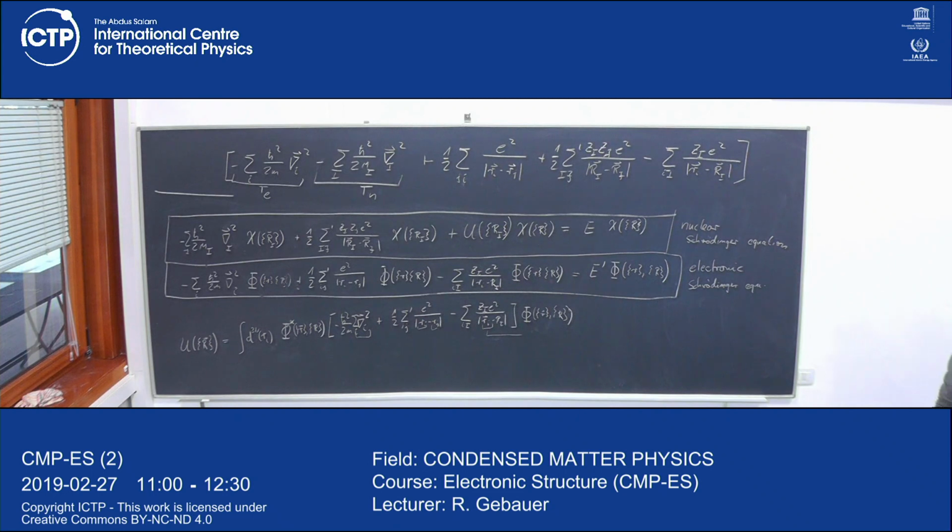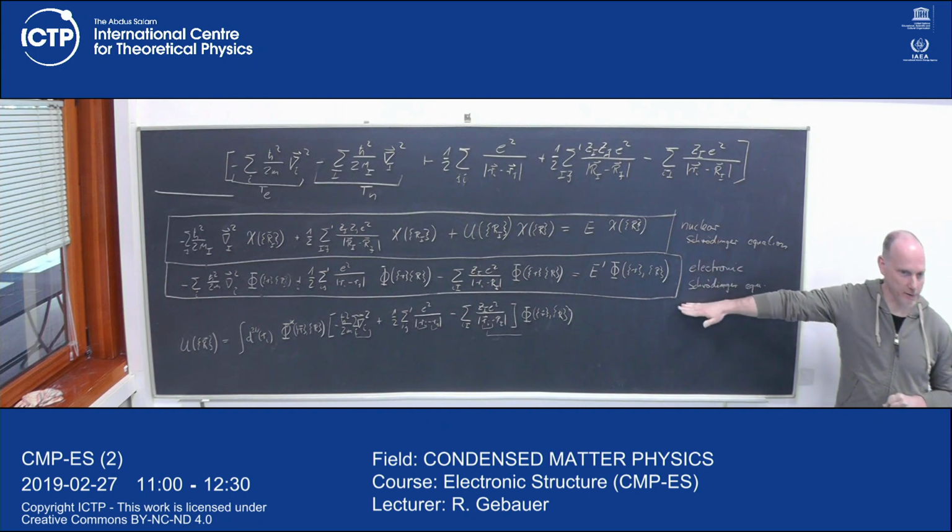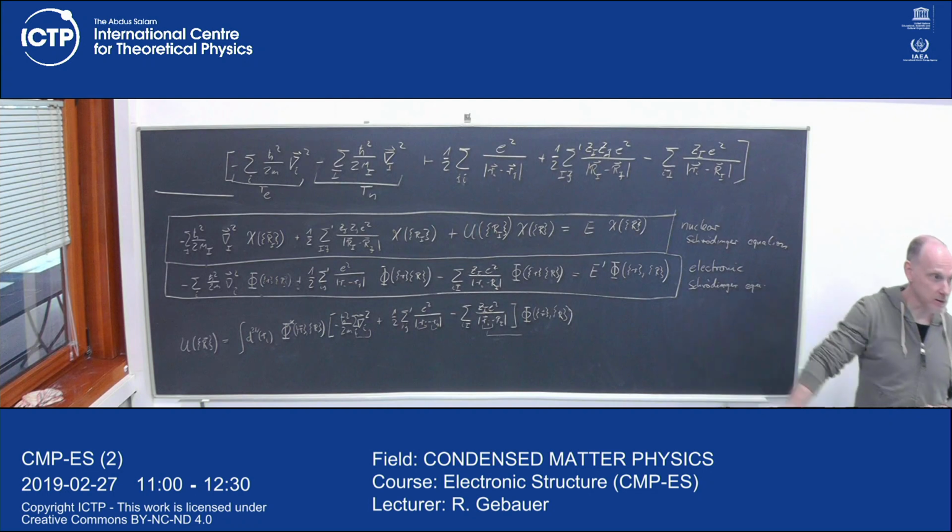So what has the Born-Oppenheimer approximation allowed us to do? It has allowed us to separate the original problem, which is a very complicated mixture between electronic quantum effects and nuclear quantum effects, into two equations. Here all quantum stuff is on the nuclei, here everything on the electrons. And this is a huge gain in simplicity.